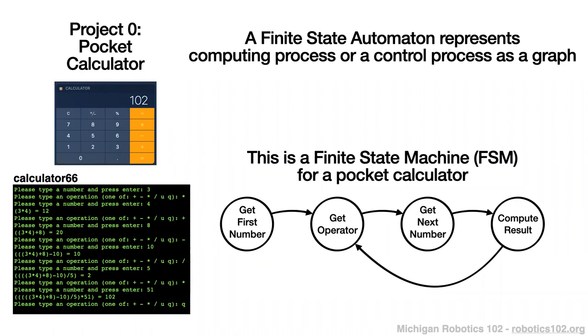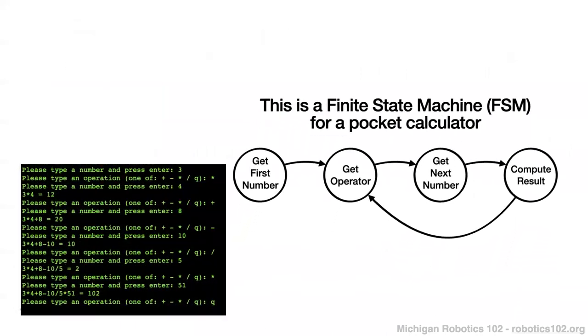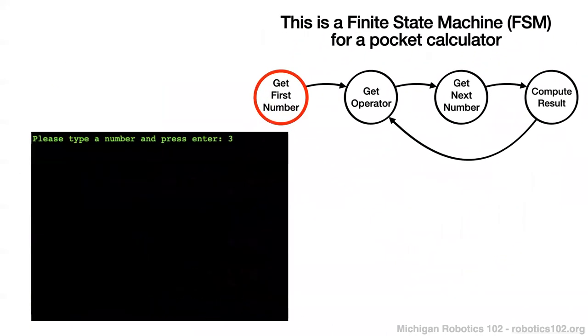I just want to walk through what this looks like, so we have a clear understanding of what a finite state machine is. If we look at the behavior of our pocket calculator and how it performs, that really describes our program without necessarily having to write code. The first thing our program does, gotta put my glasses on for this one, is get the first number. That state of the graph represents the thing we're going to do at this time.